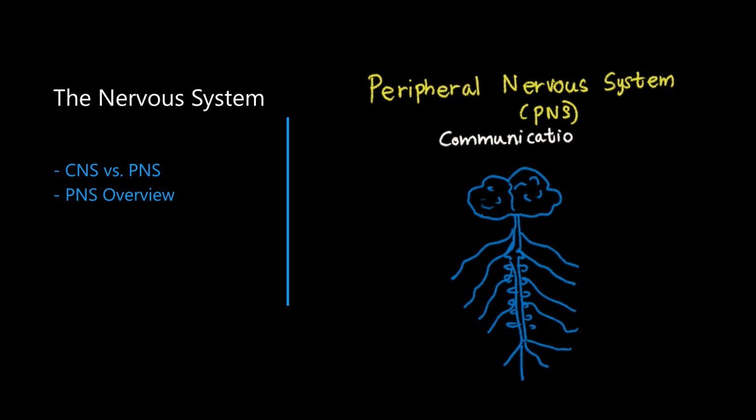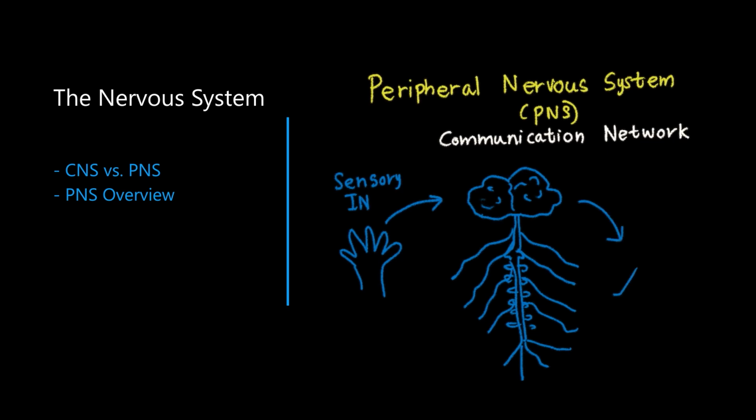It has two key functions. First, it sends sensory information from the body to the CNS. For example, nerves in your skin tell your brain that the water in the shower is hot. Second, it carries motor commands from the CNS out to the body's muscles and glands. After your brain processes that the water is hot, it sends a command via the PNS to the muscles in your hand to turn the faucet.